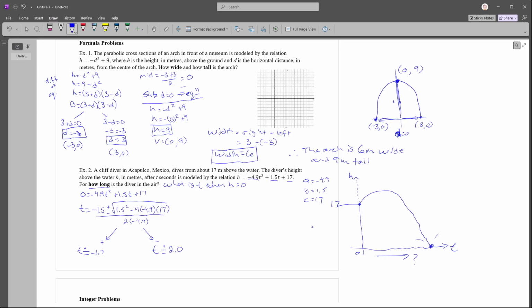What's the problem? Well, look at your picture. For t to be negative 1.7, that would imply that they were in the cliff, and we both know that that's not possible. So what that tells me is that this answer needs to be rejected because it's an impossible situation. Therefore, t is equal to 2.0 is our actual answer. So therefore, the diver will be in the air for 2 seconds.